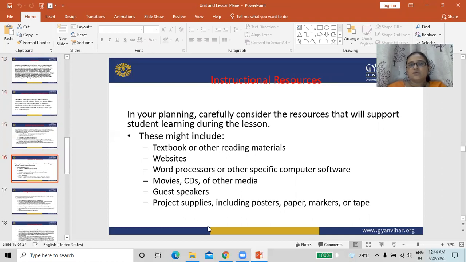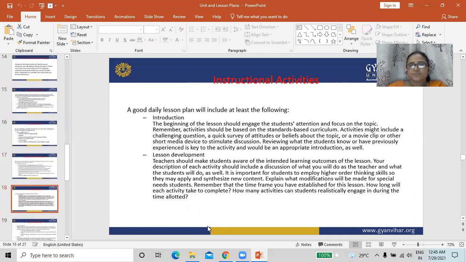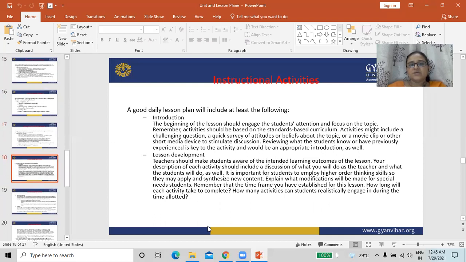Instructional resources, then we discuss arrangement of the environment. In this slide we discuss many questions. I suggest many questions to ask before arranging the environment. Instructional activity, in this slide we discuss the different types of instructional activity.